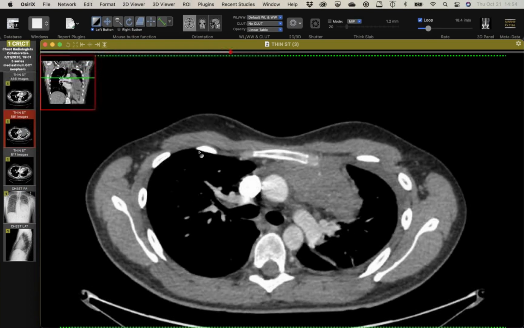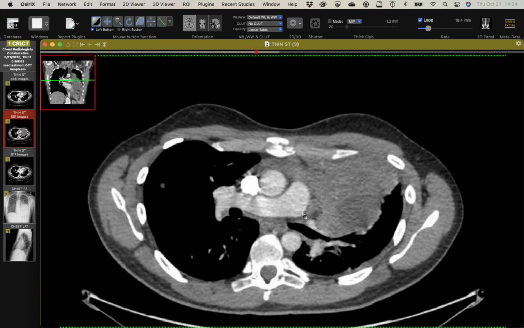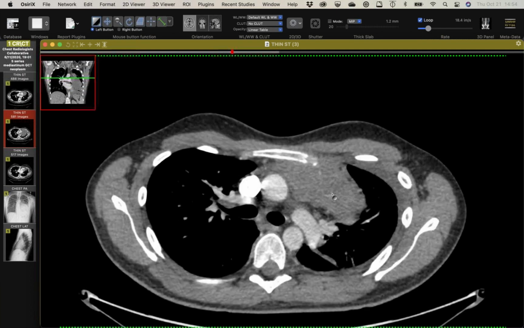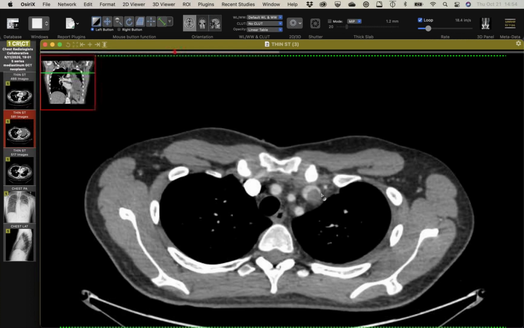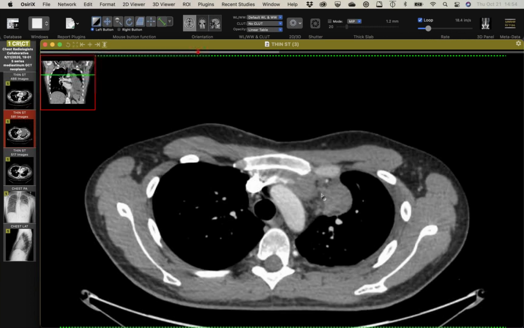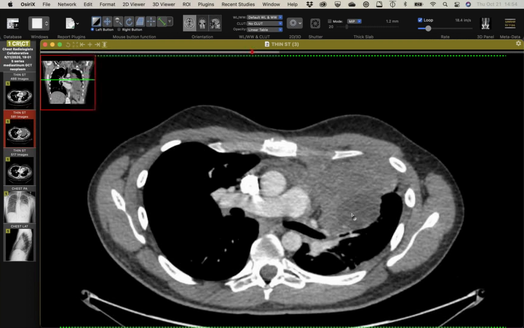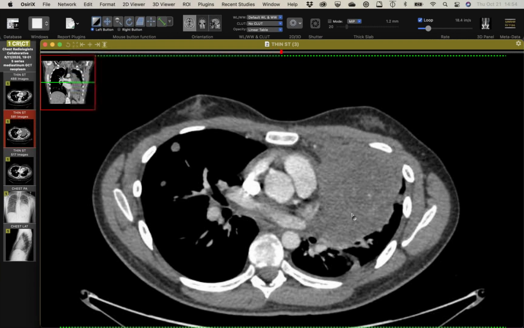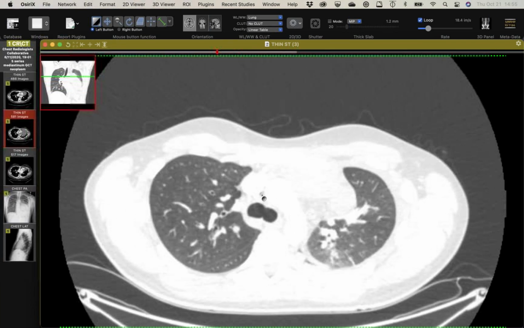He's got this quite ugly looking mass, very heterogeneous. You see it's invading the mediastinum. It's also invading the brachiocephalic vein here into the internal jugular vein as well, subclavian area. A little bit of calcium in it, a little bit of cystic stuff. So a germ cell tumor is a good candidate. And then of course there's some lesions that look like metastases.